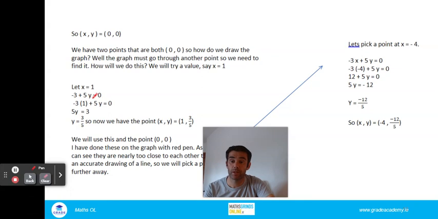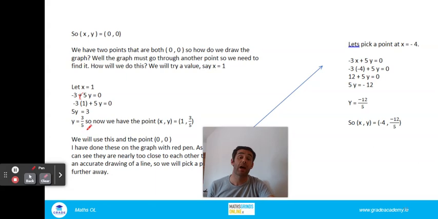Minus 3x plus 5y equals 0. So that's minus 3 times 1 plus 5y equals 0. What does that give me? It gives me 5y minus 3 is equal to 0, or 5y equals 3, as I've written there. Just swap them over the equal sign. And that gives you y is equal to 3/5.